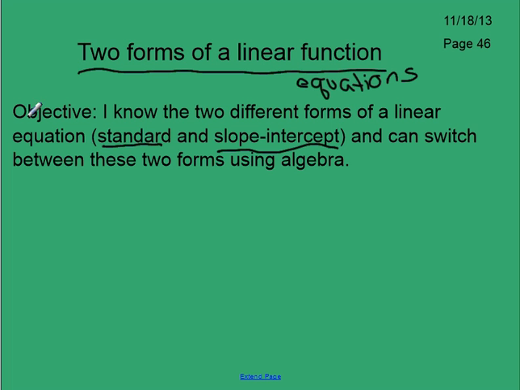So your objective for today is that you need to know the two different forms of linear equations, standard and slope-intercept. You need to know what they look like, be able to recognize them. And you need to be able to switch back and forth between these two forms using the rules of algebra that we've learned and we've practiced.